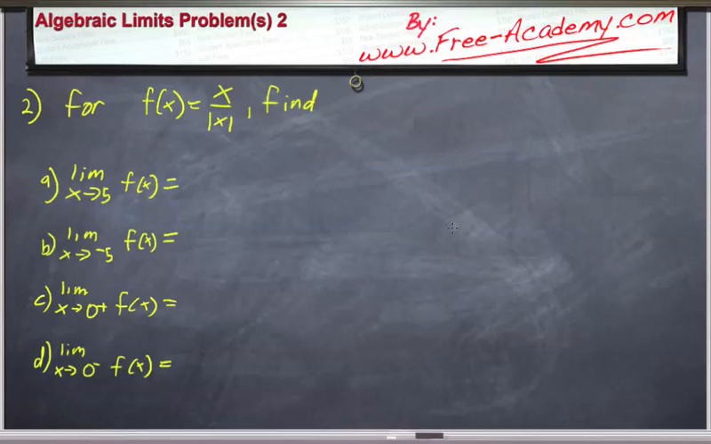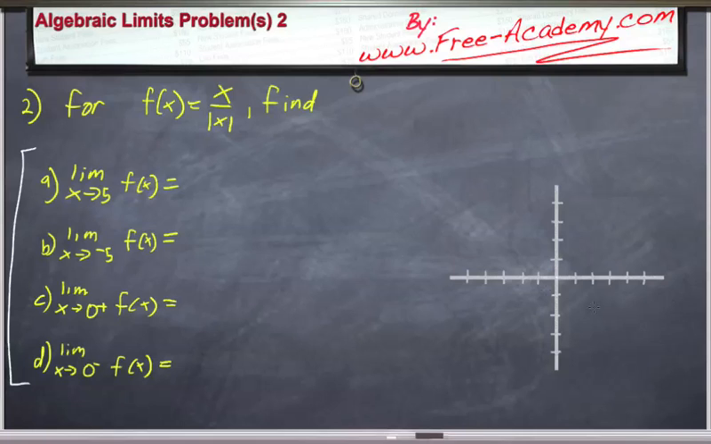www.free-academy.com. We're going to continue on our trek of doing more complicated limits and solving them mostly algebraically. So for this problem we've been given f of x equals x divided by the absolute value of x. And we need to find the limit for various functions as stated here. Now I'm not going to go any further on this before we have a graph because we need to know what the function's doing at all its points here.